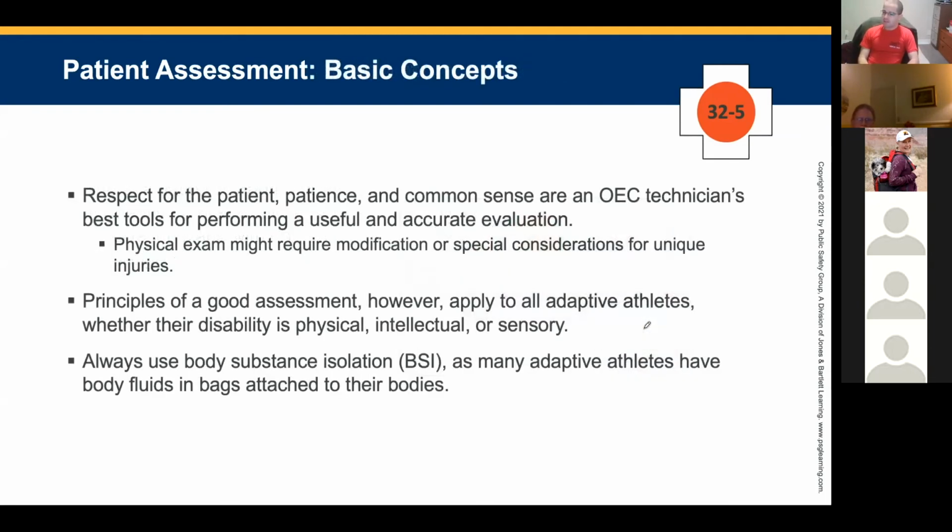So some basic concepts. Respect for the patient, patience, and common sense are an OEC technician's best tools for performing a useful and accurate evaluation. Physical exam might require modification or special considerations for unique injuries. However, the principles of a good assessment apply to all adaptive athletes, whether their disability is physical, intellectual, or sensory. We always want to use appropriate BSI, as many athletes have bodily fluids and bags attached to their bodies.